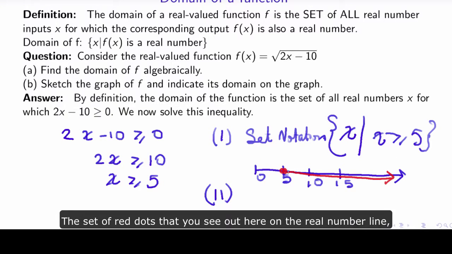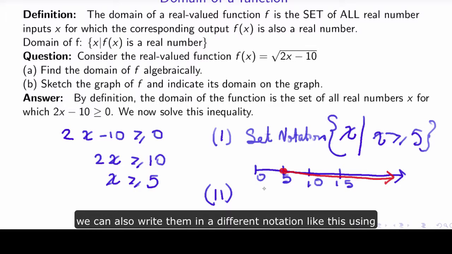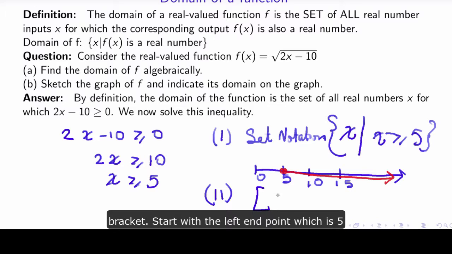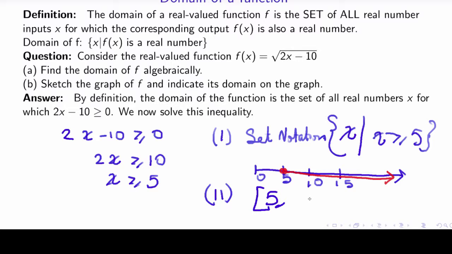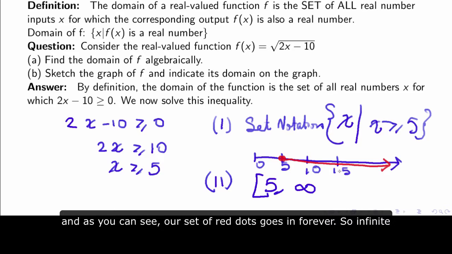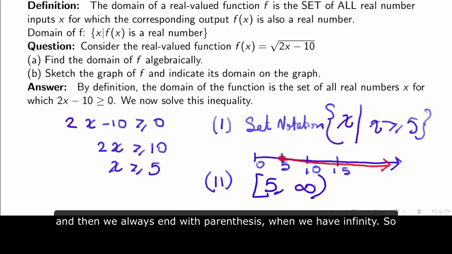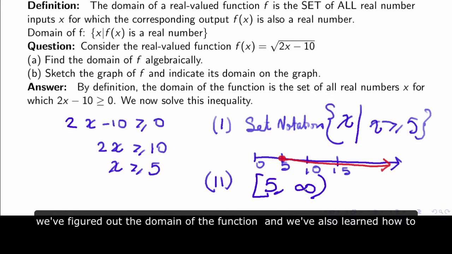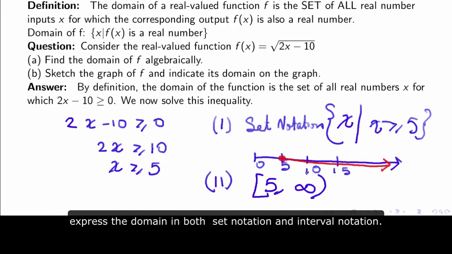The set of red dots that you see out here on the real number line, we can also write in a different notation like this, using brackets. Start with the left-hand point, which is 5. We use a square bracket because 5 is included, then a comma. And as you can see, our set of red dots goes on forever, so infinity. And then we always end with a parenthesis when we have infinity. So we've figured out the domain of the function, and we've also learned how to express the domain in both set notation and interval notation.